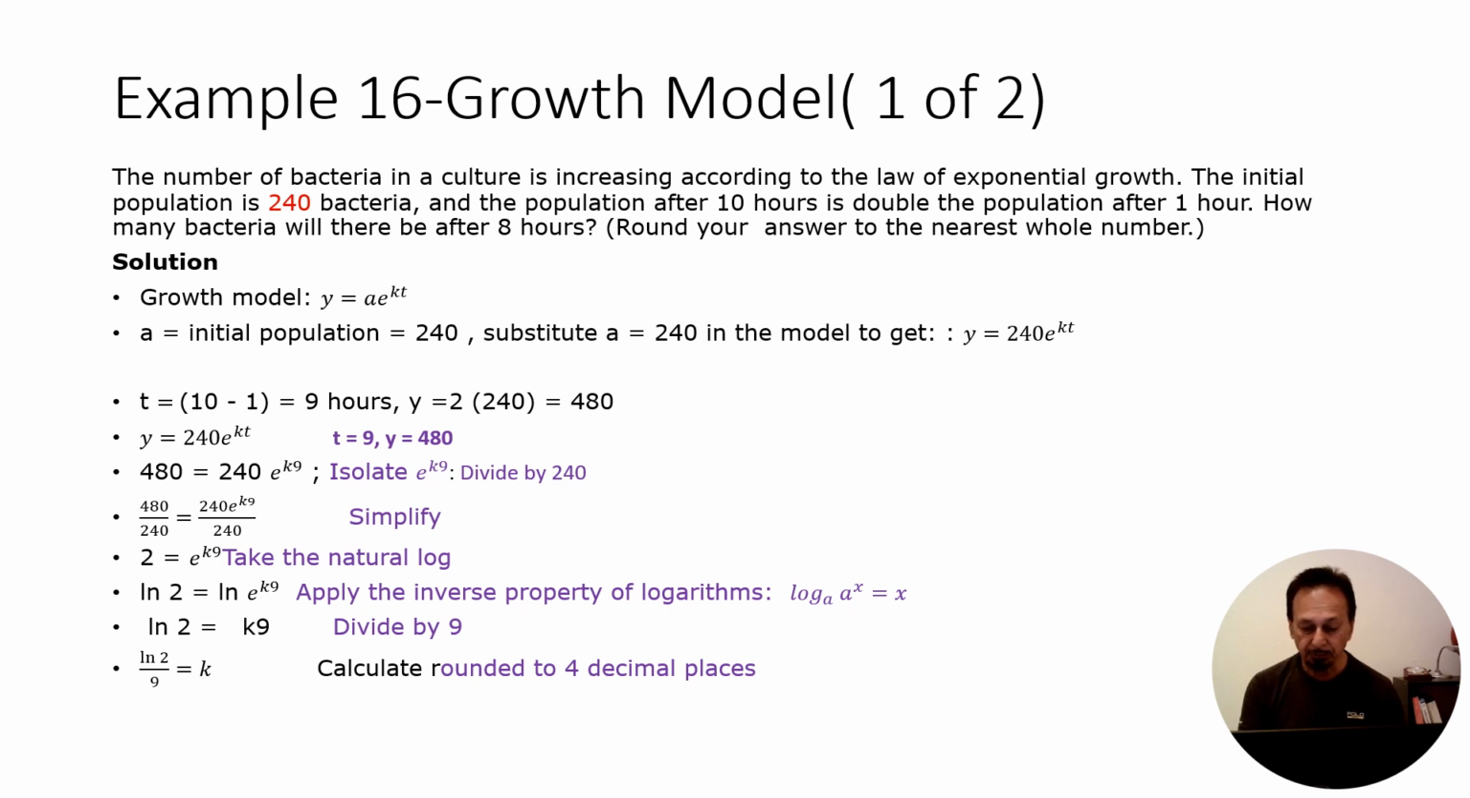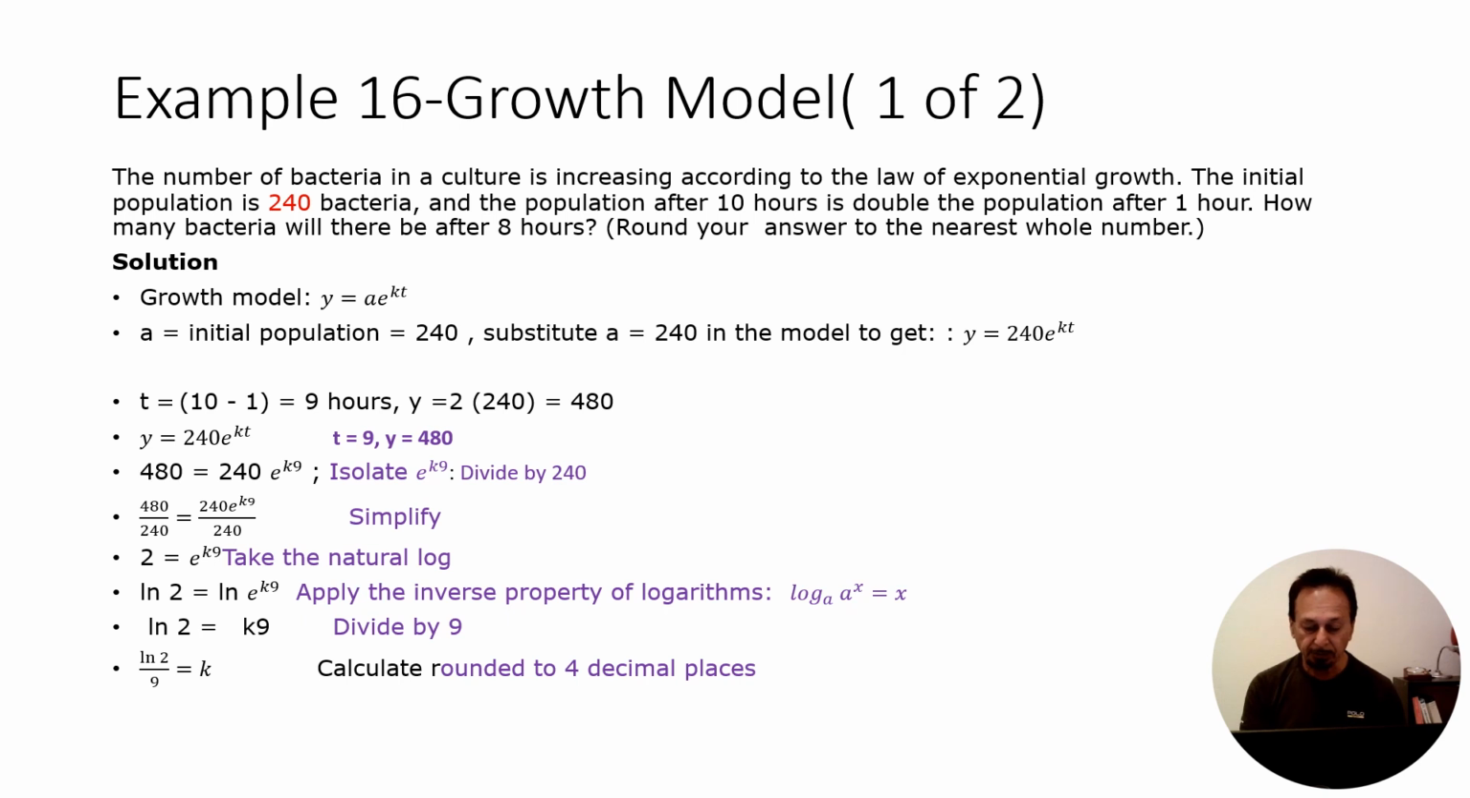So we substitute 240 where A is in this model, and the model becomes y equals 240 times e to the kt. Now we still have to find k. We have this information, that the population after 10 hours is double the population after 1 hour, which means when t is 10 minus 1 equal to 9 hours, y becomes twice the initial population, which means it becomes 480. So now we rewrite this model and substitute t equals 9 and y equals 480.